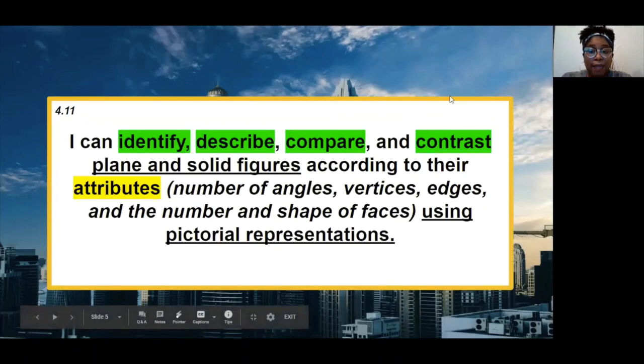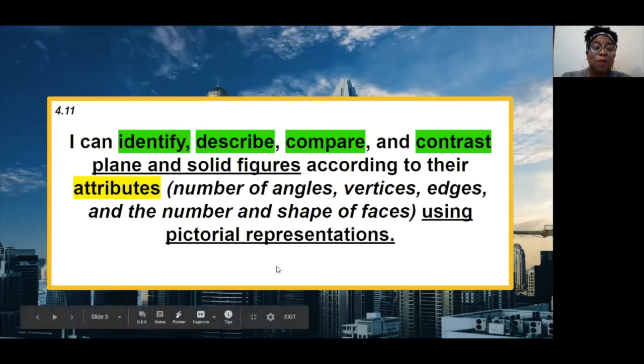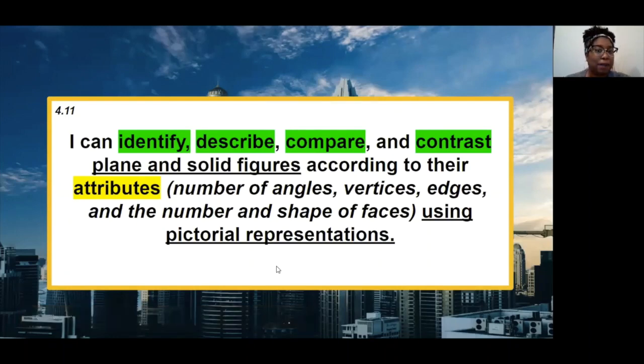Your I can statement for today is, I can identify, describe, compare, and contrast plane and solid figures according to their attributes, number of angles, vertices, edges, and the number and shape of faces using pictorial representations. That seems like a lot. So before we begin, let's unpack it a bit.